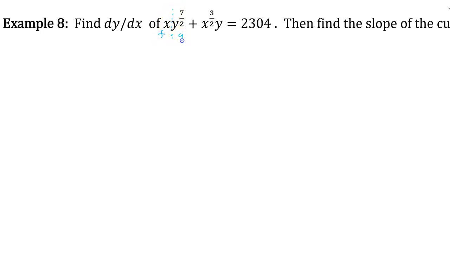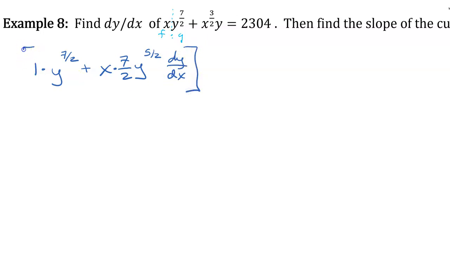If this is f and this is g for my first product rule here, then f prime is just 1, and then g would be y to the 7/2, I'm not changing that, plus f times g prime. Well, that's the power rule, so 7/2 times y, and I go down a power, so that would be 5/2, and then dy dx. So that all by itself is the derivative of that first term.